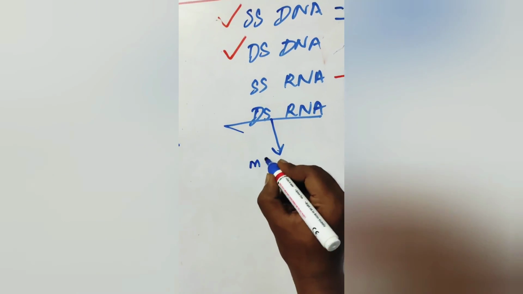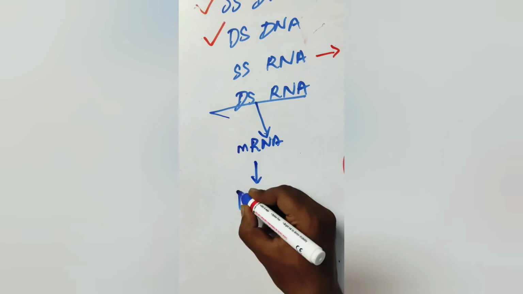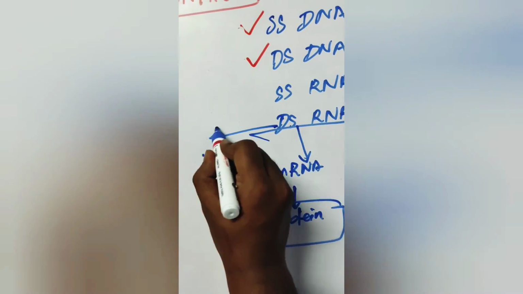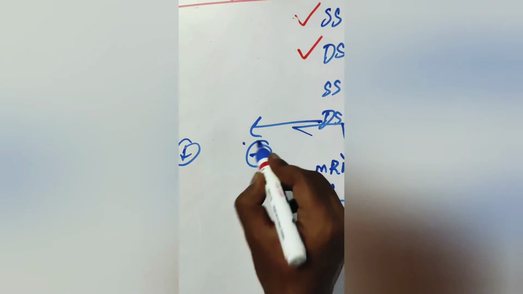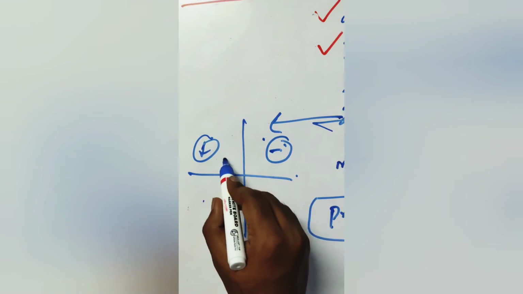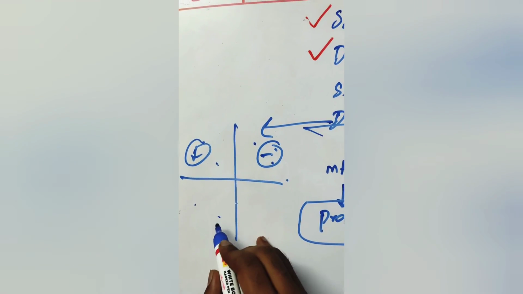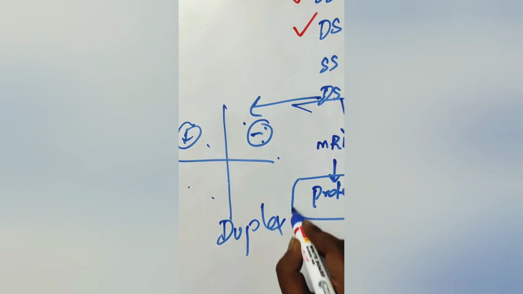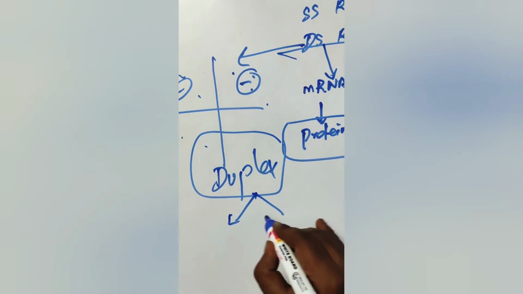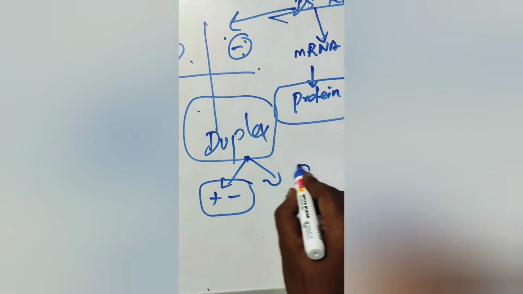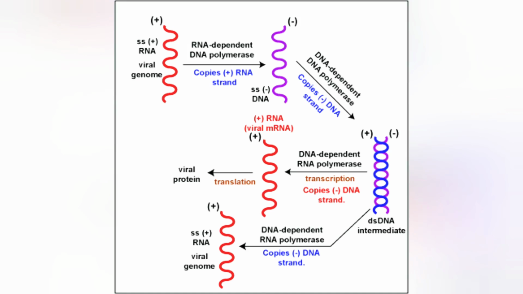Double-stranded RNA is converted into mRNA and proteins. This double-stranded RNA contains positive and negative single-stranded RNA, 1 plus strand and 1 minus strand, which acts as a template for the complementary strands of RNA, which forms the duplex. So hence 2 strands of RNA, double-stranded RNA, are formed.